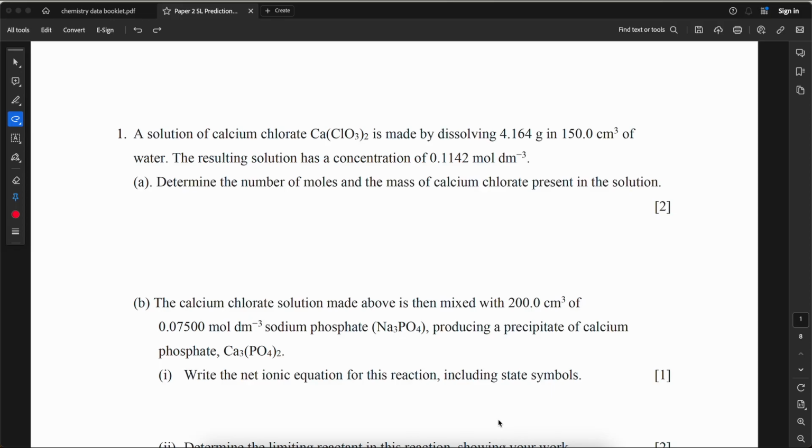Today I'm going to explain about Chemistry Paper 2 Standard Level Prediction question. It is not 100% guaranteed this question would be in the exam, but you can think of this as a mock exam to check whether you are ready for the exam or to check what kind of topic that you're still struggling with, so you can go back and then do some revision.